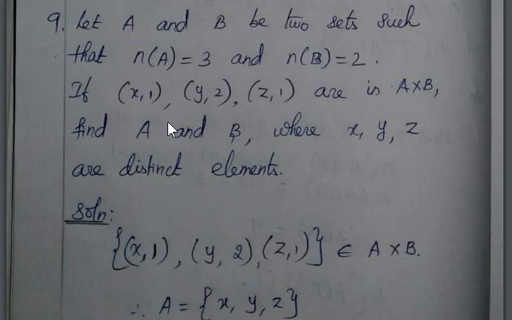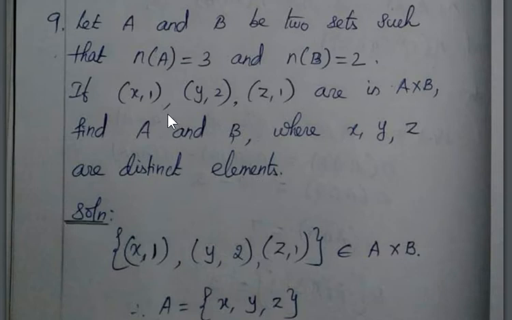Exercise 1.1, question number 9. Let A and B be two sets such that n(A) is equal to 3 and n(B) is equal to 2. Here two sets are given. A contains 3 elements and B contains 2 elements. If (x, 1), (y, 2) and (z, 1) are in A cross B, some of the elements in A cross B are given. Find A and B where x, y, z are distinct elements.